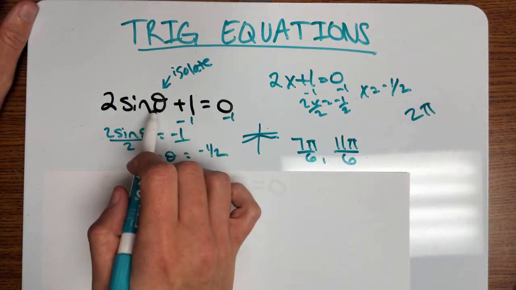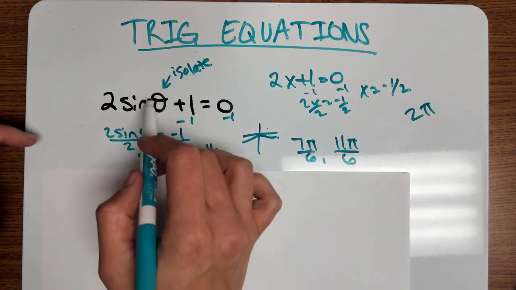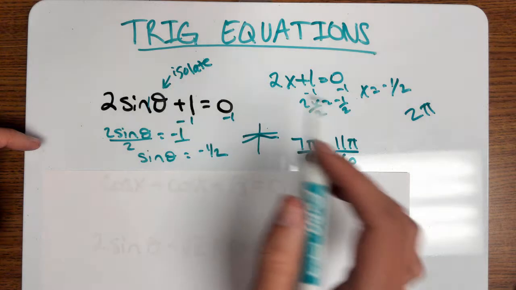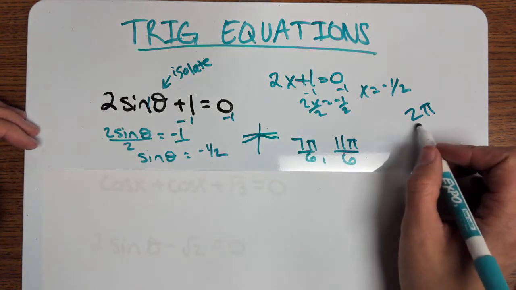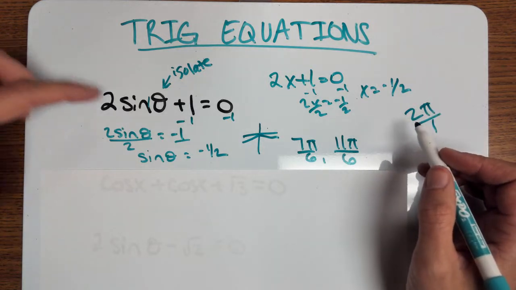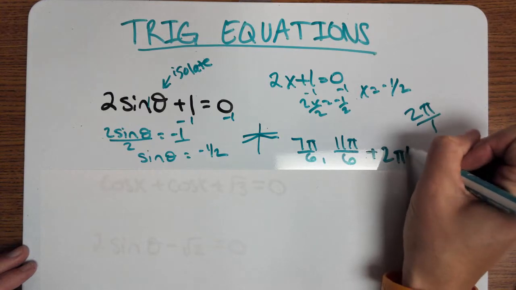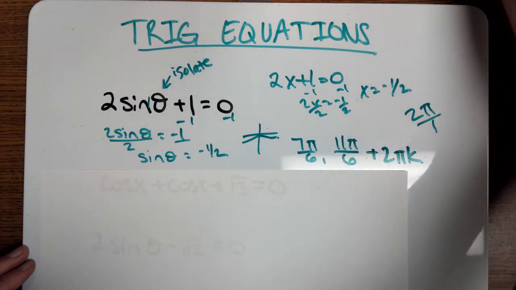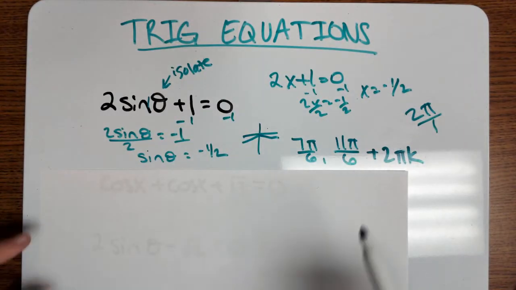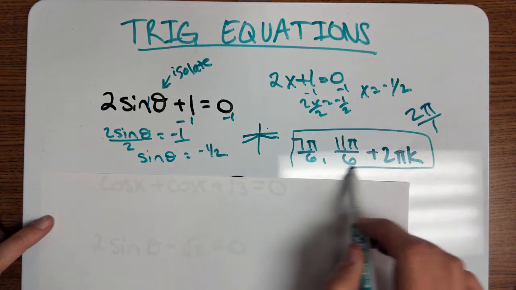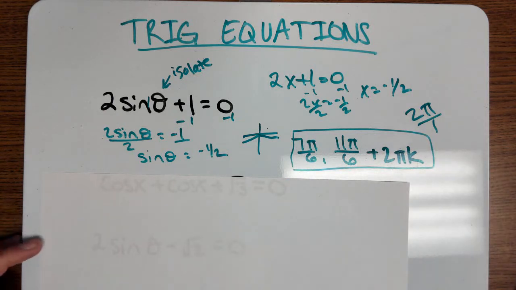So if I look at this equation, the number in front of my theta is going to affect the period. Well, since that's like a 1, we're going to find the new period by doing 2 pi over 1. Well, that's going to give me my 2 pi. So the same period is true. That means that these values are going to repeat every 2 pi units. So we're going to add 2 pi k to the end of that equation. And we have my general solution of 7 pi over 6 and 11 pi over 6 plus 2 pi k. K is any integer, so that means every 2 pi units it repeats.